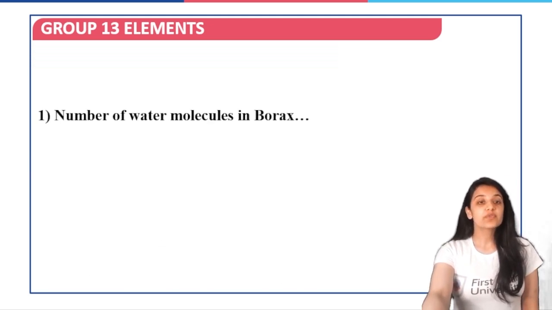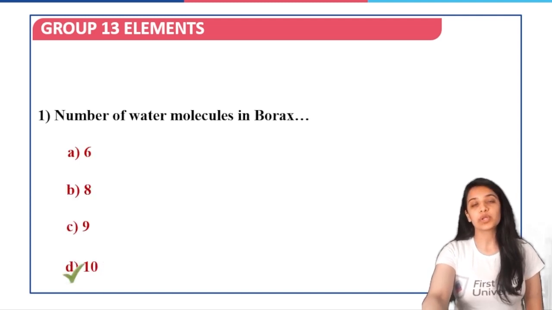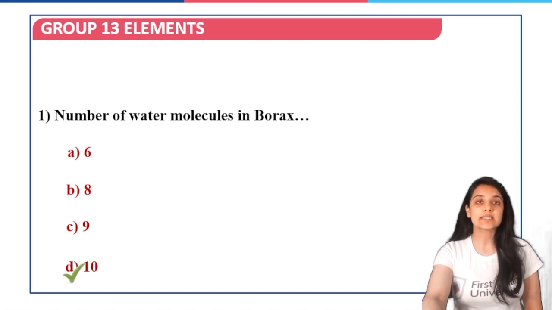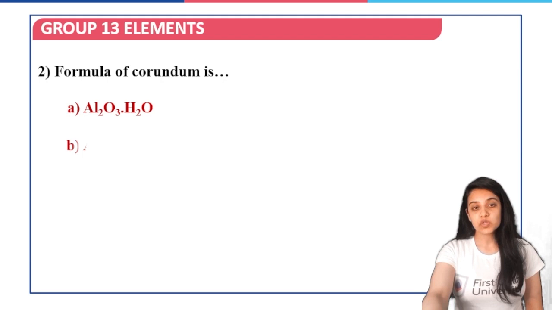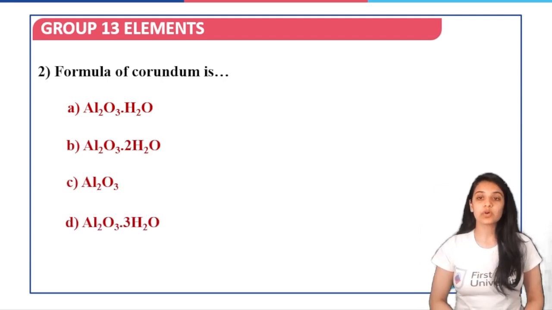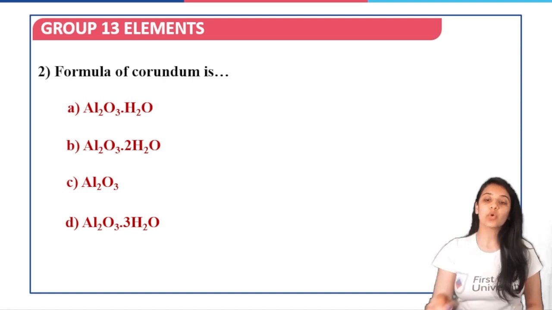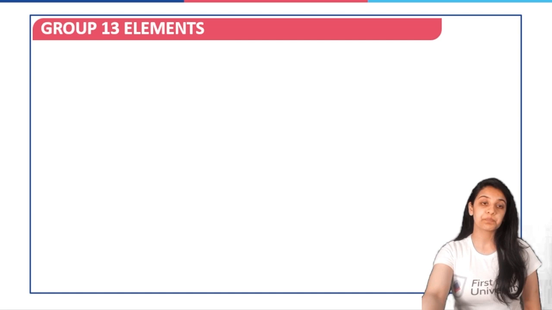So a question for you is the number of water molecules present in borax. We've already seen the formula of borax. It has 10 water molecules of crystallization. So option D is the correct answer. Next question is the formula of corundum. We have already studied corundum, the first mineral that we studied, and it had no water molecule of crystallization. Option C is the correct answer.